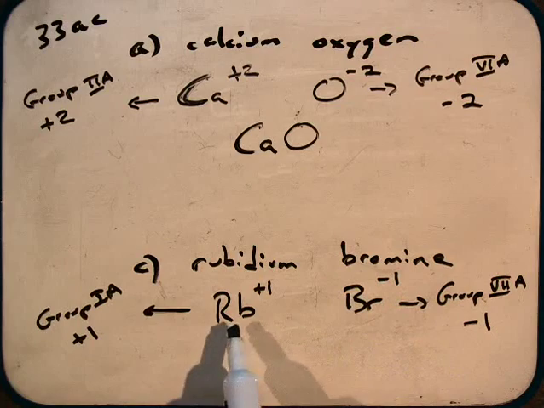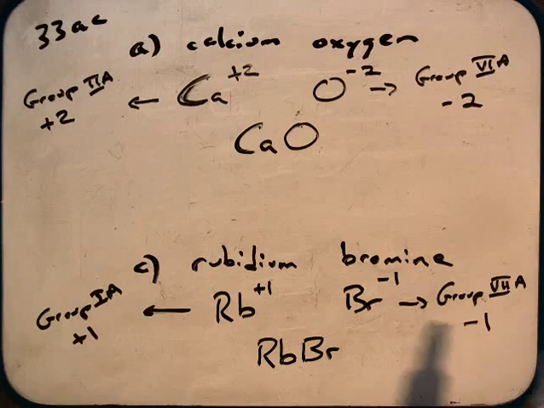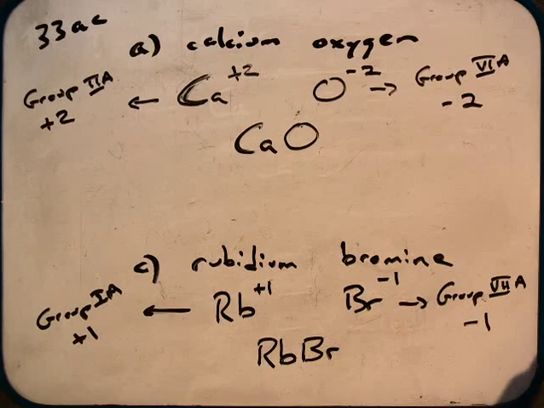And so again, we bring these two together to form our compound. We have a 1-to-1 stoichiometry or 1-to-1 ratio, since our rubidium is +1, our bromine is -1, to make rubidium bromide.